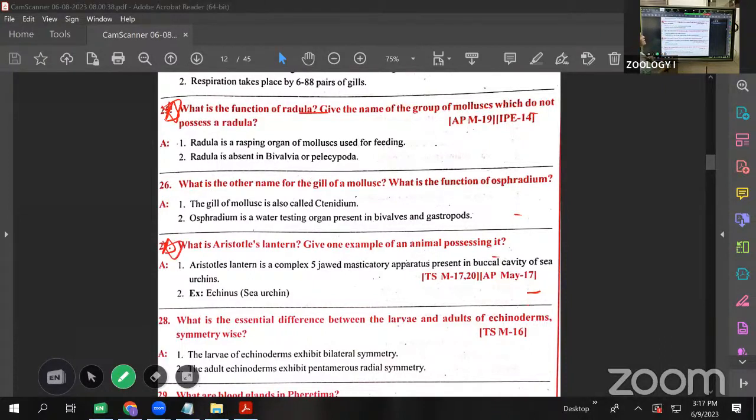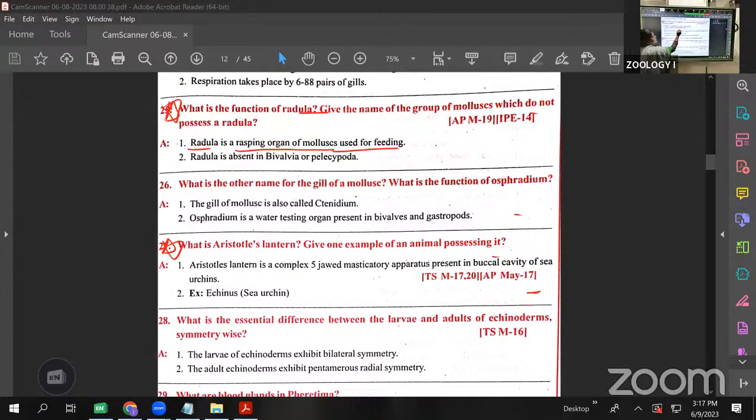Listen here. What is the function of radula? Give the name of the group of mollusks that lacks it. Radula is a rasping structure present inside the mouth. Radula is the rasping organ of the mollusk used for feeding purposes. That is what we call a radula.